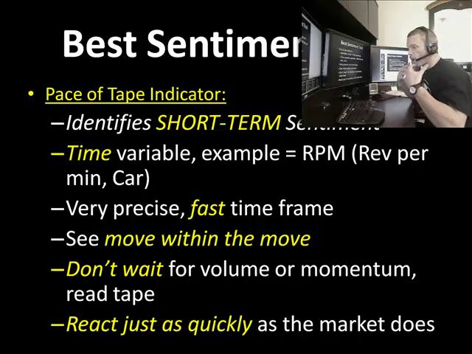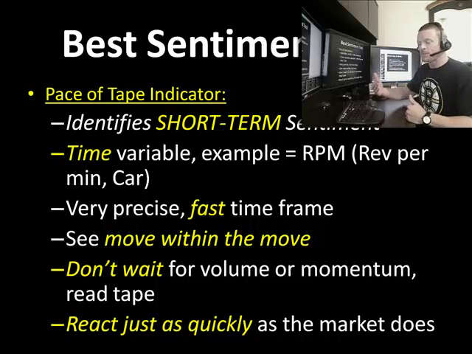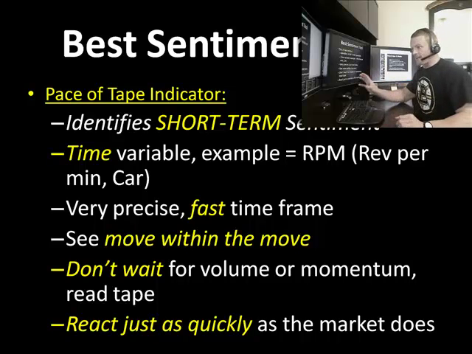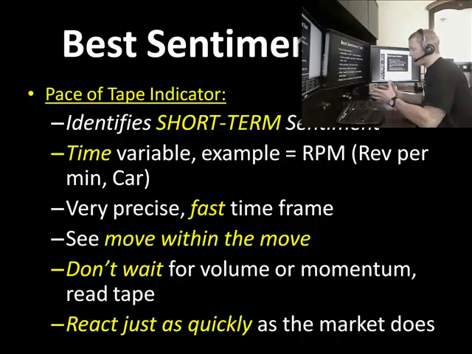So we can tell what the market's doing by looking at the speed and the relative comparison between the speed now and the speed 5 seconds ago, or the speed 5 minutes ago. We don't wait for volume or momentum. We read the tape, guys. We look for our time and sales window to speed up. That's where the pace of the tape comes in. And we can, of course, react just as quickly as the market does.